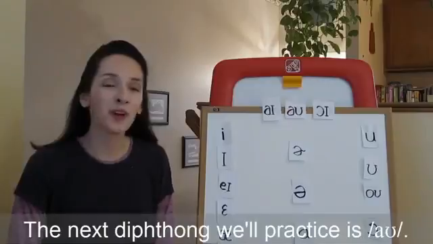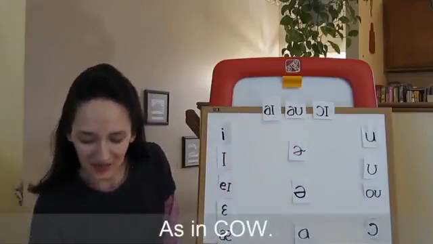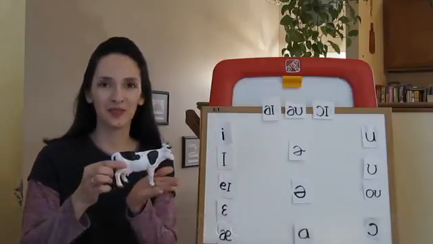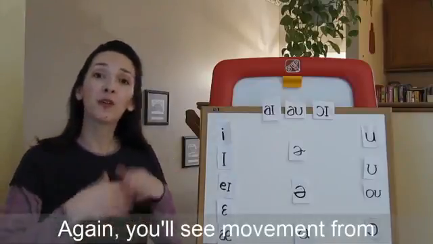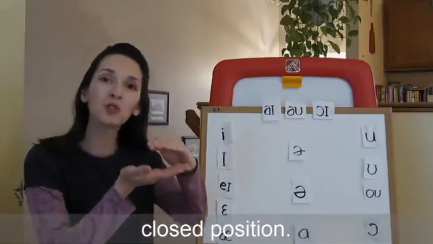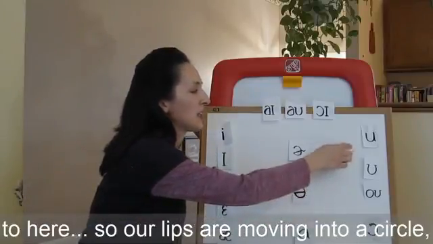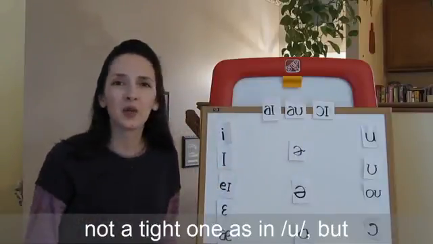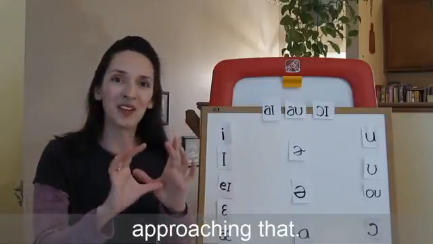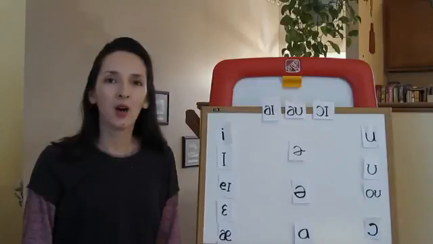The next diphthong we'll practice is ow. Ow, as in cow. Again, you'll see movement from a more open position to a more closed position. This time we're moving from around here to here. So our lips are moving in to a circle. Not a tight one as in ooh, but approaching that. Cow, cow, ow, ow.